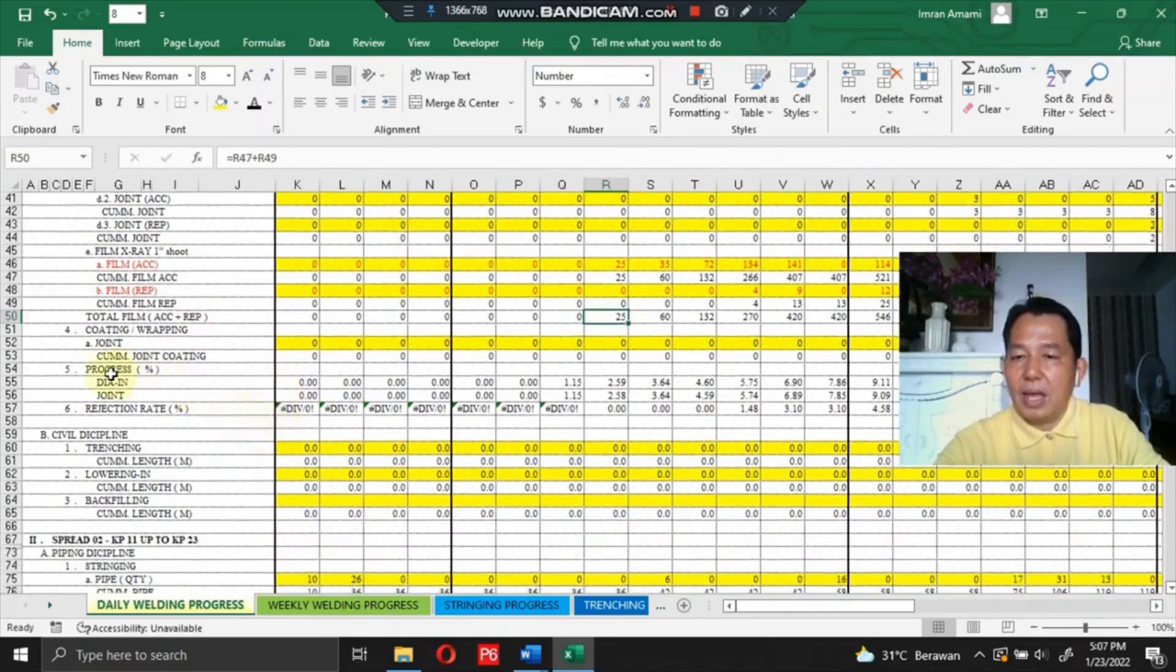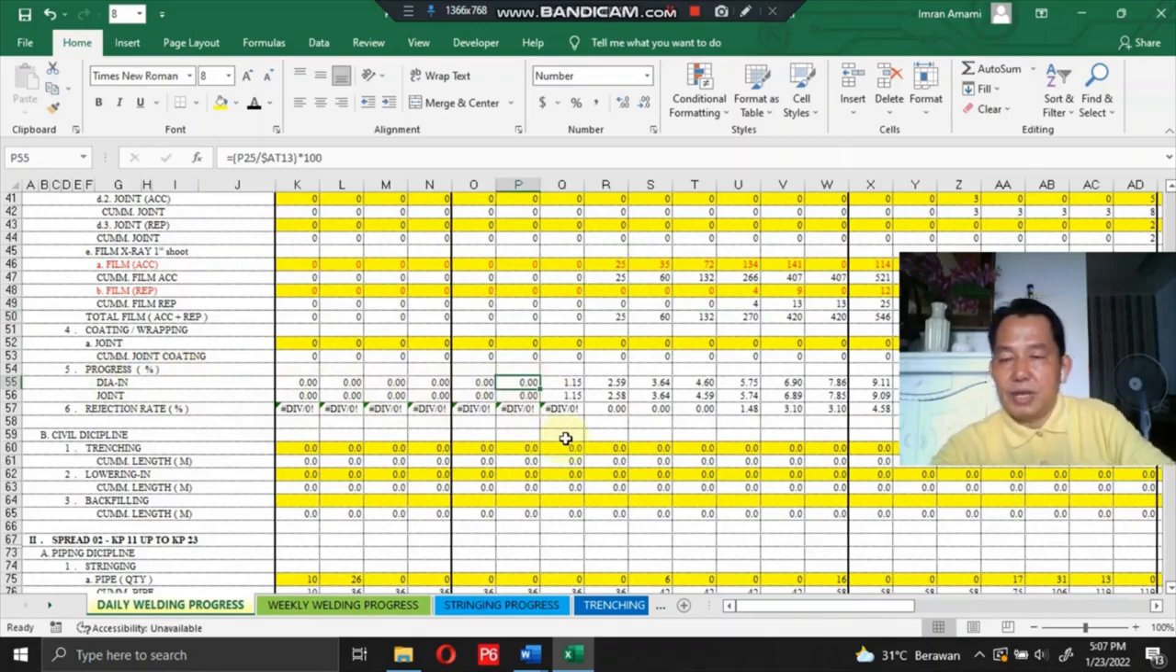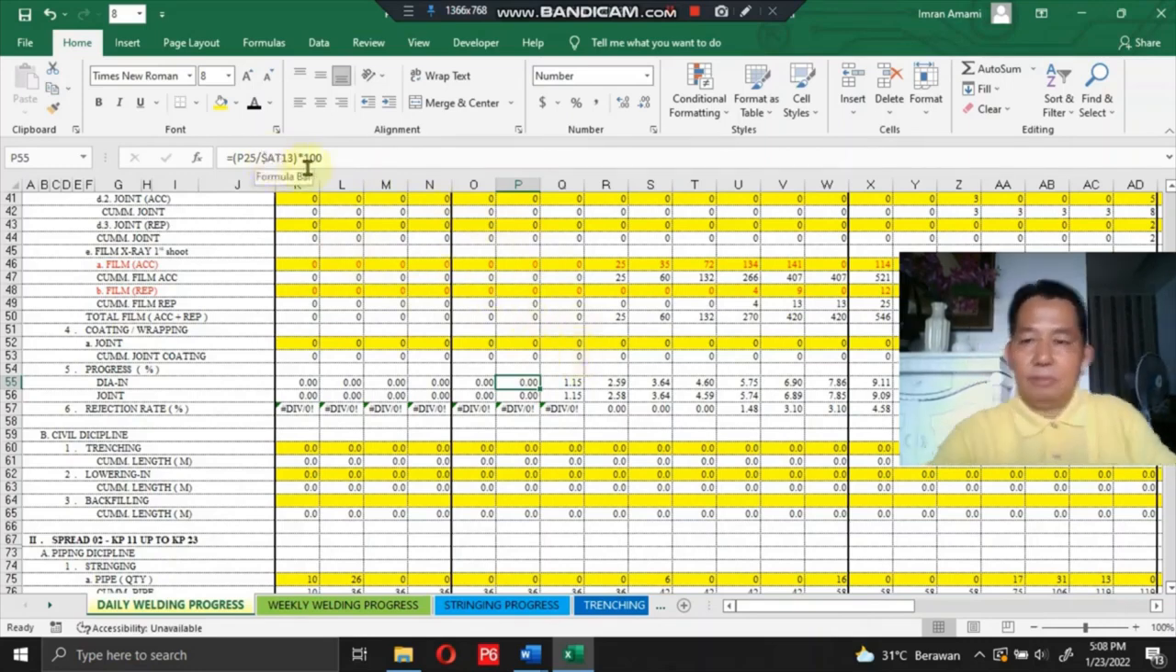So the other one, any percentage progress in dyeing. So you can check here. I equipped this cell with the formula therein. You can trace this cell by finding P25 and AT13. I put a dollar sign so that this cell cannot be changed. Yes, the cell is fixed if you put a dollar sign in front of the cell.